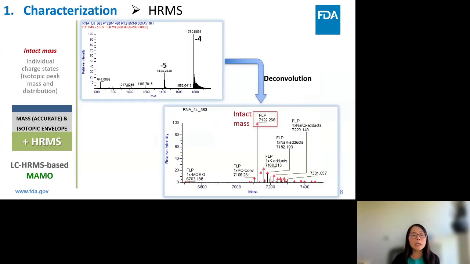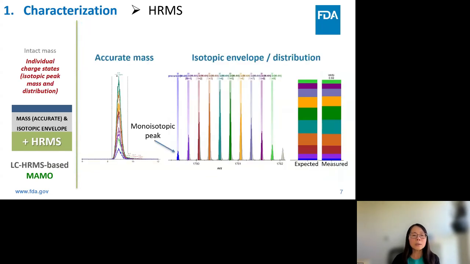So built on HRMS, the MAMO platform can achieve high confidence in identity and characterization by utilizing the accurate intact mass measured through deconvolution of multiple charge states detected, or directly utilizing the accurate mass and isotopic peak distribution of individual charge states without relying on deconvolution algorithm.